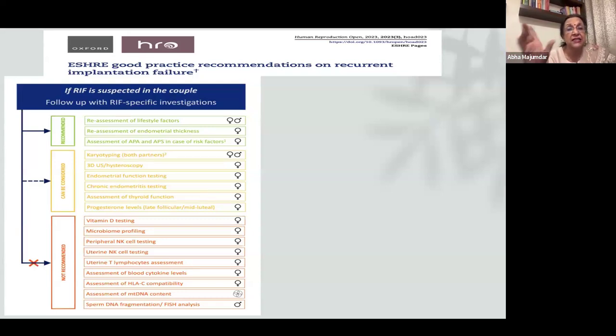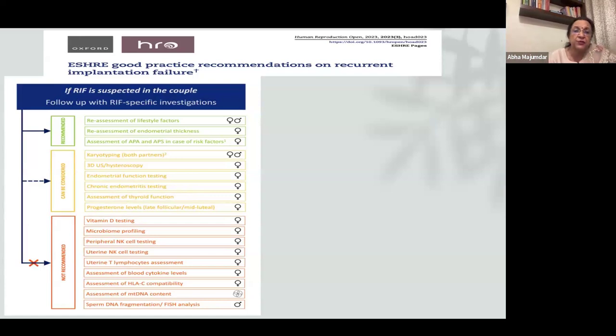Endometrial function testing. You can think of doing an ERA type of test, which is endometrial function testing. Then do a chronic endometritis testing. So you see, microbiome profiling is not needed. The AMA or LS test, they've not recommended. But you can do a chronic endometritis testing by taking a pipelle biopsy and seeing the number of plasma cells per high power field.